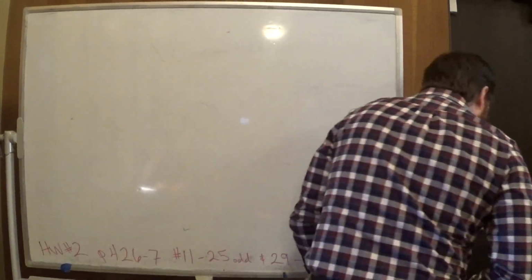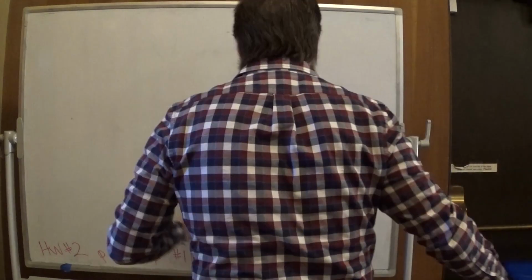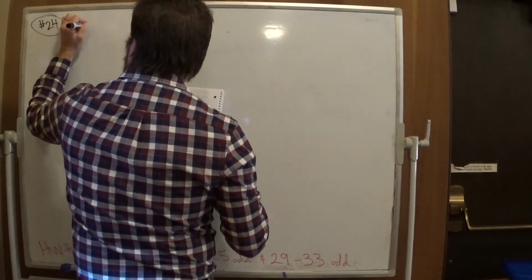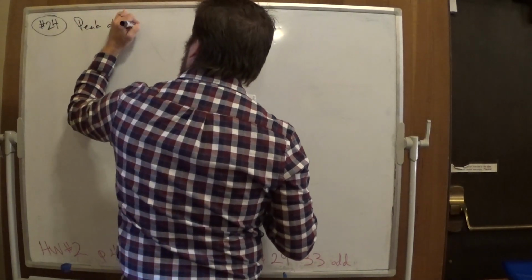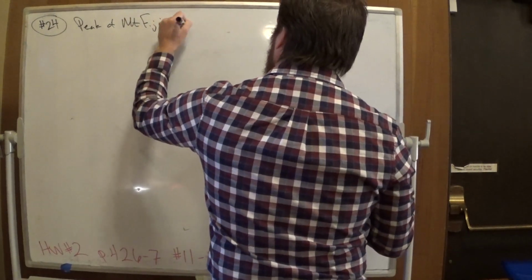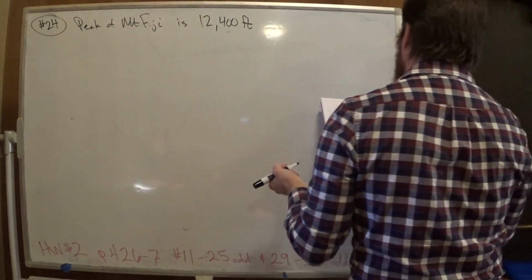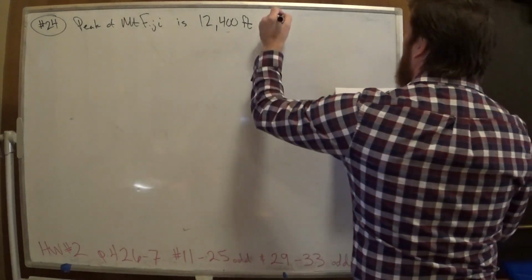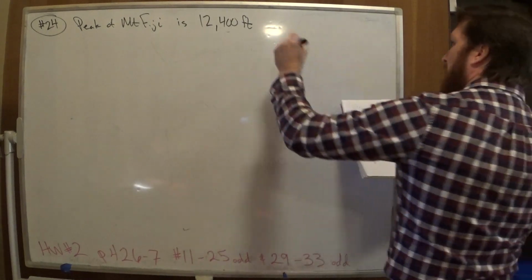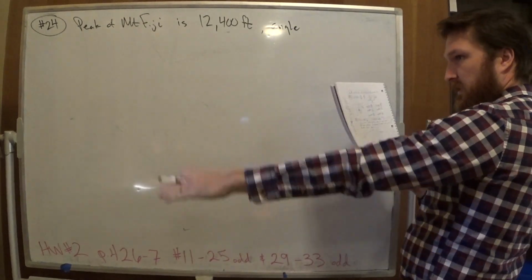And this is number 24. I'm going to do a lot of abbreviations here. The peak of Mount Fuji is 12,400 feet high. That's high. A person several miles away, I'm not going to write all that down, but a person several miles away notes an angle between the ground and the peak.